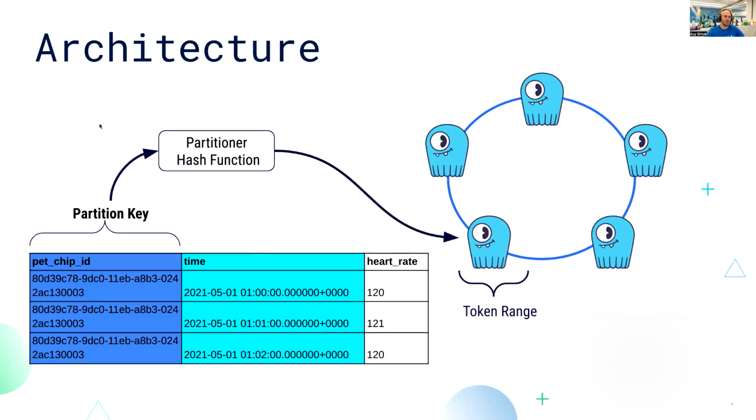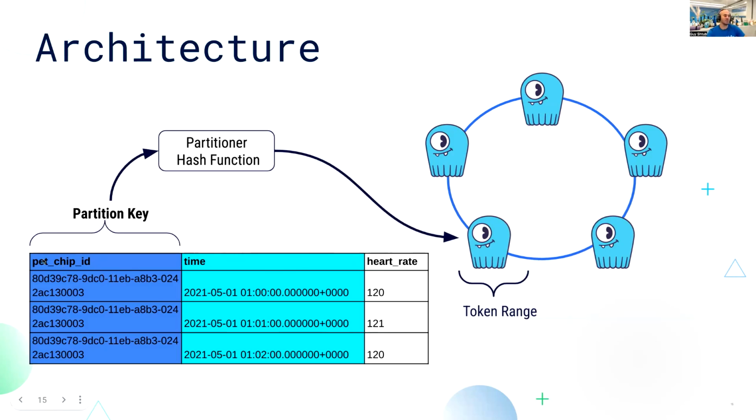Okay, so how is data replicated across the cluster? So what I'm going to show you now is, again, something that happens under the hood. This is, again, showing you with ScyllaDB, but it's pretty much exactly the same with Apache Cassandra and Amazon DynamoDB. So what happens under the hood when we write data, say a specific row? So I'm looking at an example of a table, and this table has 3 columns: pet chip ID, time, and heart rate.